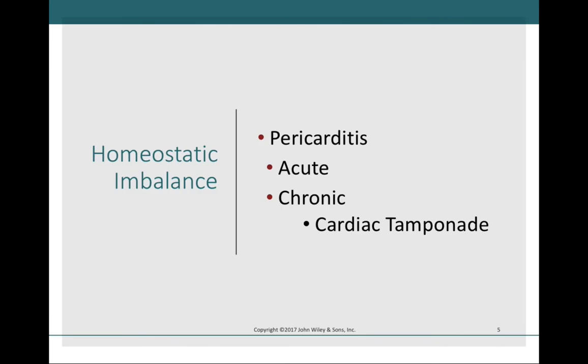So unfortunately, we do have some pathologies that are strictly related to the pericardium, and that is known as pericarditis. The suffix itis means inflammation. So pericarditis refers to an inflammation of the pericardium. And we have this in two forms. We have the acute type and we have the chronic type. The acute pericarditis is a bit more common than the chronic form.